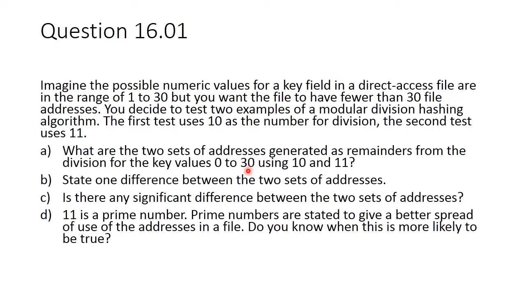Then state one difference between the two sets of addresses that you generated in A. Is there any significant difference between the two sets of addresses? We'll look at that. And lastly, D, 11 is a prime number. Prime numbers are stated to give a better spread of the use of addresses in the file. Do you know when this is more likely to be true? If you want to try this question out, you should pause the video, because otherwise I will go through the answer in a short period of time.